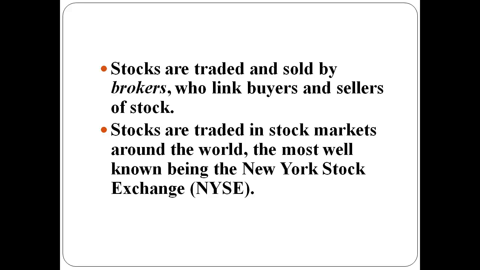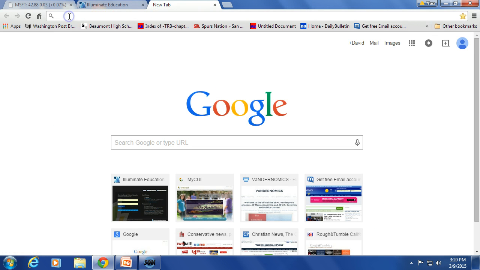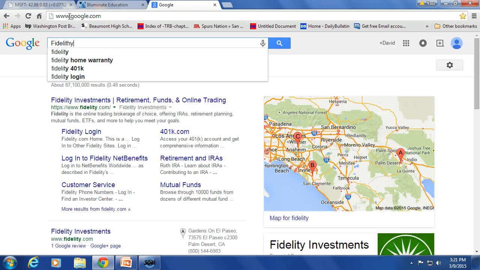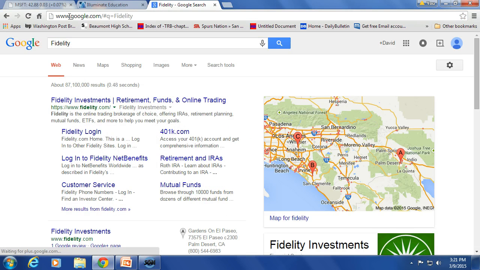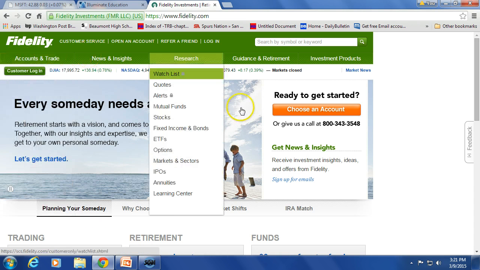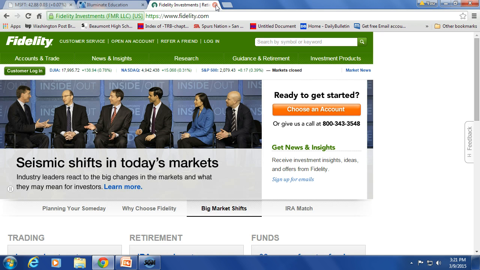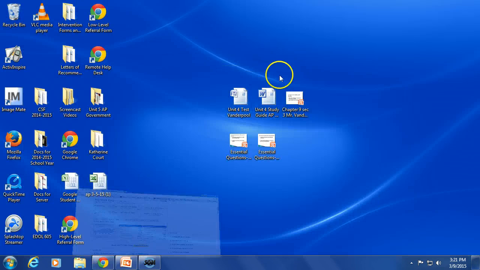Generally, you might ask yourself, how do most individuals buy and sell stock? A lot of them will go through banks. They'll also go through online brokerages. So you might Google Fidelity. You can click on Fidelity Investments here, and you can go ahead and set up an account and trade stocks through Fidelity. There's also Scottrade, E-Trade, lots of good websites you can buy and sell stocks through.